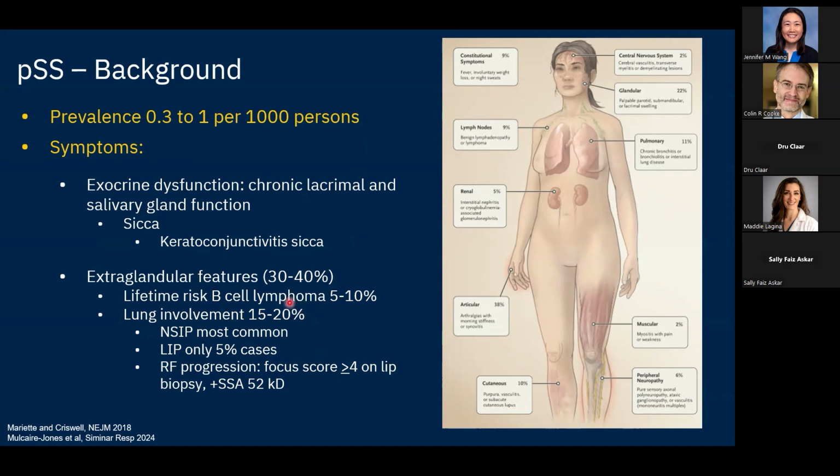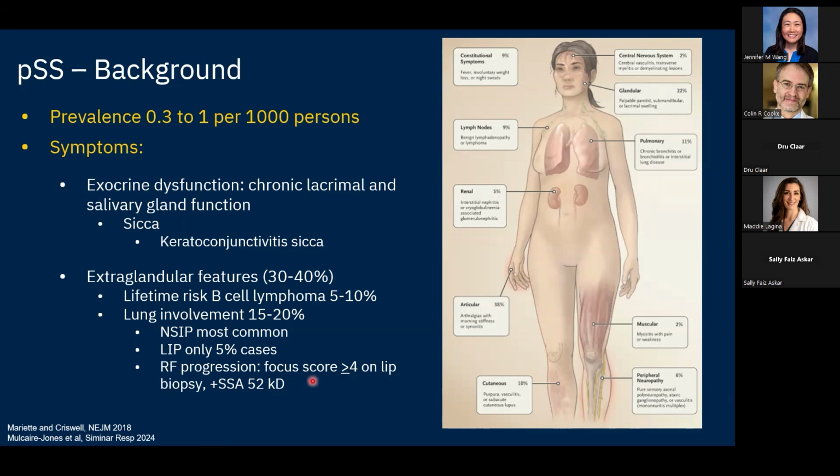Lung involvement occurs in about 15 to 20%, although again, severity is very variable. Although we often think of LIP as being the classic lung disease that presents in Sjogren's, it's actually not the most common form of lung disease. NSIP is more common, and LIP only makes up about 5% of the ILD cases in these patients.